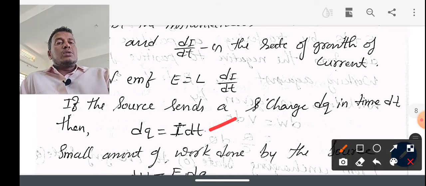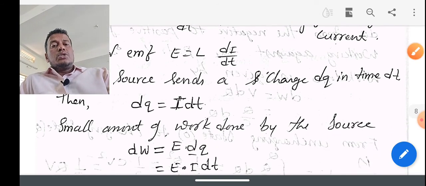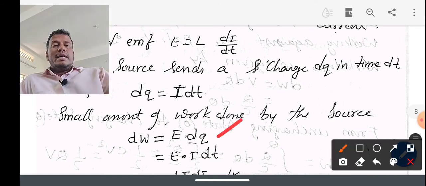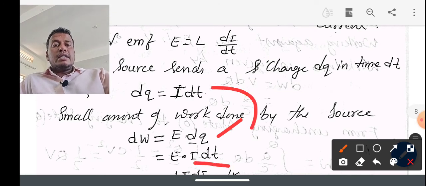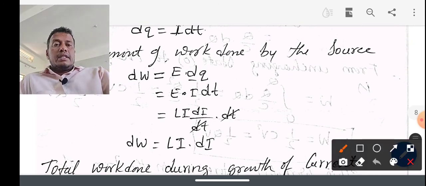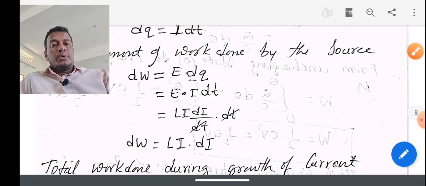Then the smallest work done by the source of charge is given by dW, that is dW is equal to E into dq, where dq is nothing but I dt. So E is L into di by dt, times I, and dt gets cancelled. That is, dW is equal to L into I into di.